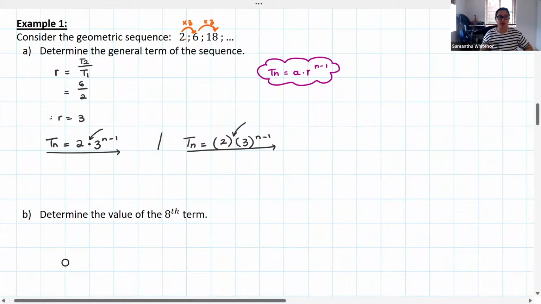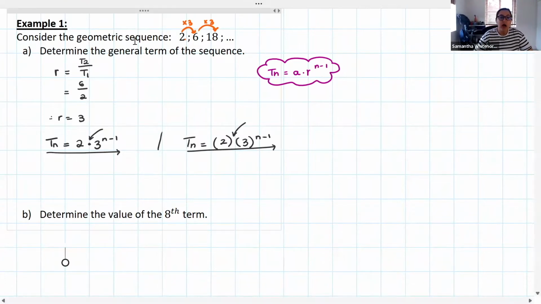Right, if we have a look at our second example here, we've been asked to determine the value of the 8th term. So can someone tell me what value or which variable would I now replace with 8? Which variable have I now been given the value of in order to substitute to find the 8th term? So remember, we've got Tn and we've got n. Is the 8th term telling me what n is, or is it telling me what Tn is? Nice, Morgan.